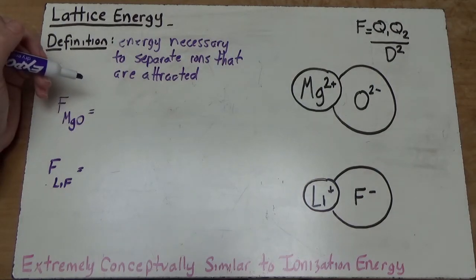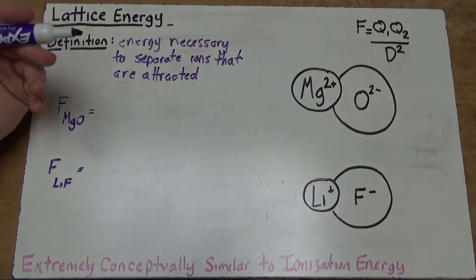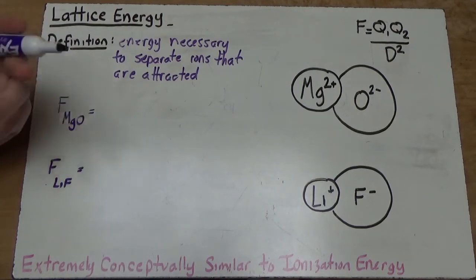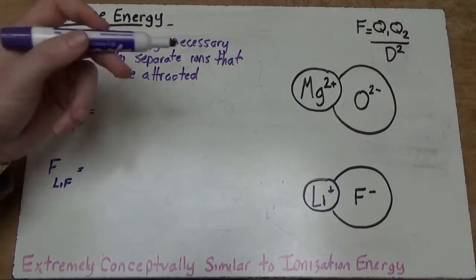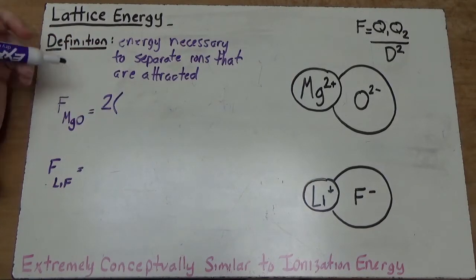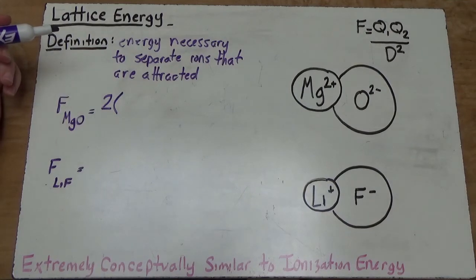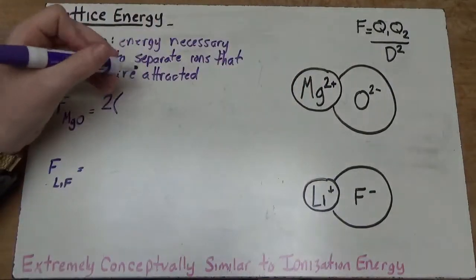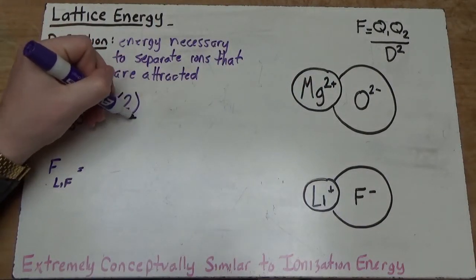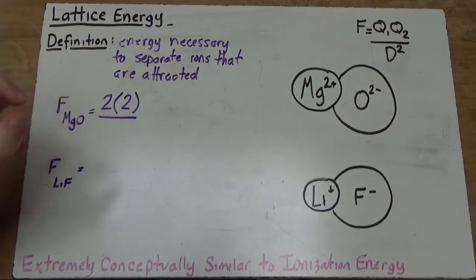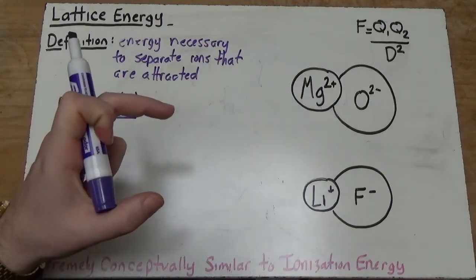So for Q1 and Q2, in this case, it's different than when we talk about ionization energy, because Q1 is not the effective nuclear charge, it's the charge of the positive ion. And Q2 is not 1 anymore. We're not talking about the charge of an individual electron. Instead, we're talking about the charge of the negative ion. Now, typically, when we talk about this, we're going to be talking about the distance between both of the nuclei.